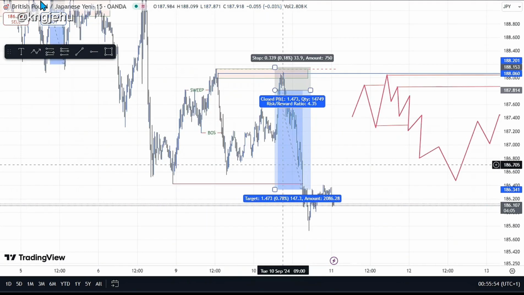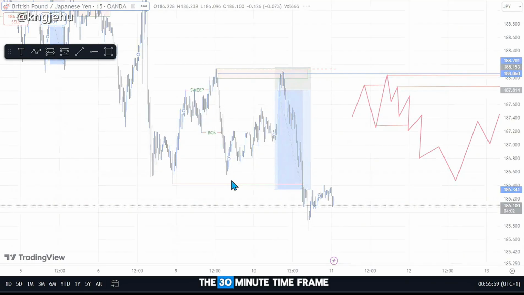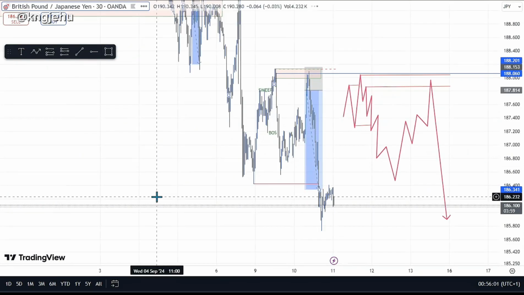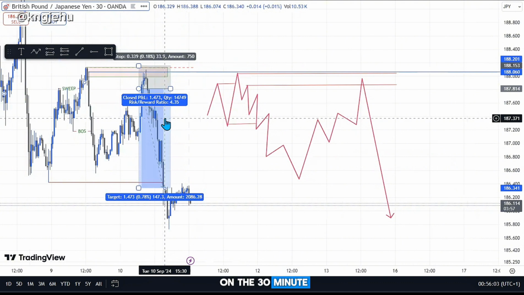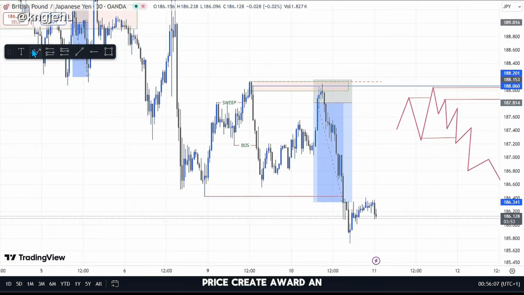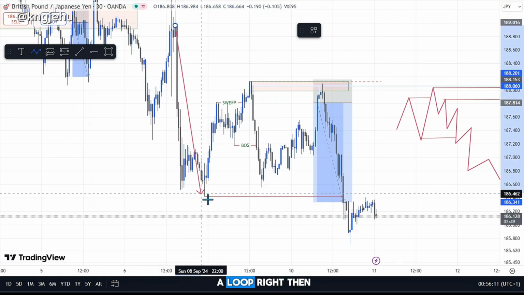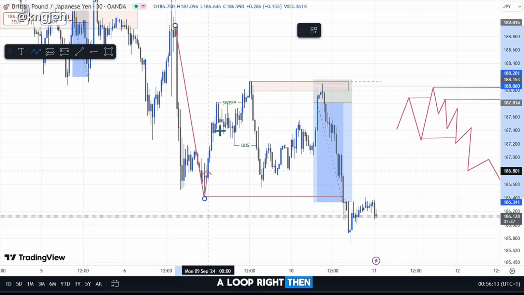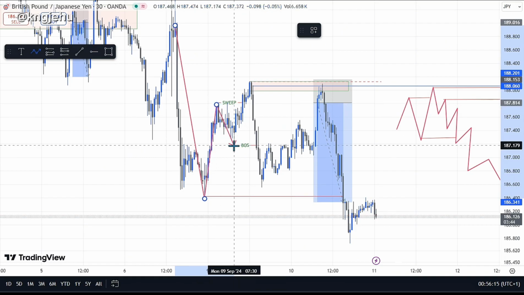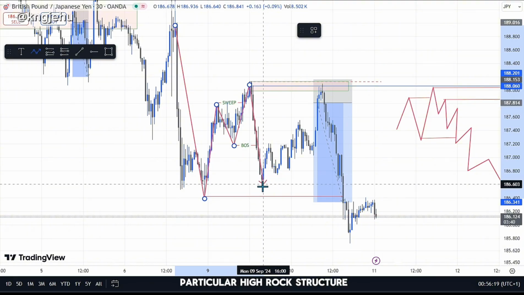Now first of all, when I started this analysis, I was on the 30-minute time frame. So let's go to the 30-minute time frame. You can see that in a bearish environment, price came down, created a low, then a high. See, it swept this particular high and broke structure.